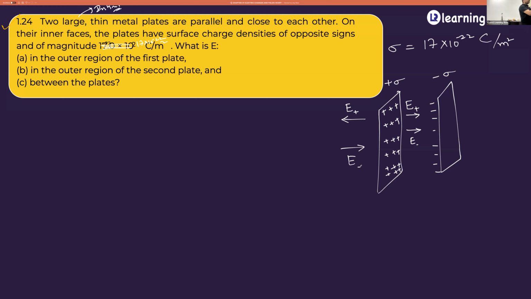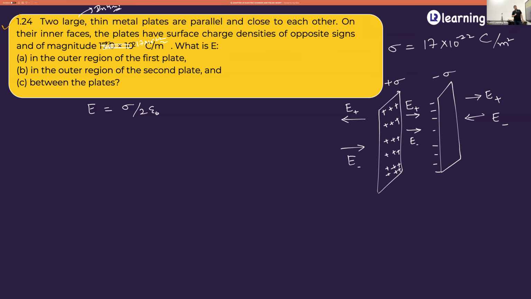Similarly, due to this positive charge, what will be the direction of electric field here? To the right, because it's away from it. It is E plus. And due to the negative charge present here, the electric field is to the left. Am I right? So, due to an infinite plane sheet, we know the fact that the electric field is going to be sigma divided by 2 epsilon naught due to one side. So all the values of E that I've written is sigma by 2 epsilon naught, not sigma by epsilon naught. Understand this? Am I clear with this?